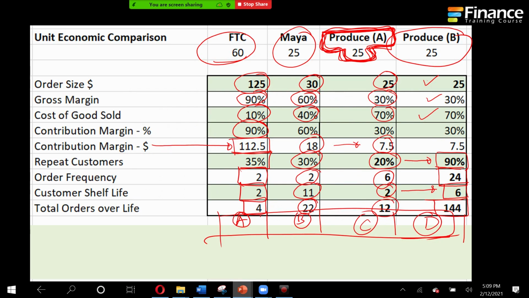Just remember, the model is driven by customer retention and order frequency. A business that is able to retain more customers and convince those customers to order more, despite the fact that it has a significantly smaller order size, is likely to be a lot more valuable than a business that loses customers and doesn't give them an incentive or a motive or a reason or a rationale for ordering more frequently. Okay? So with that, we'll close for today.